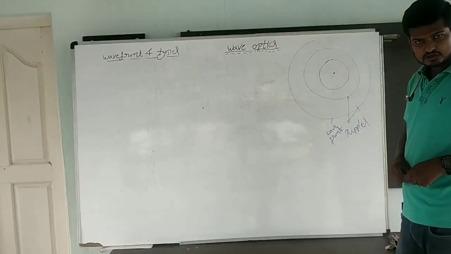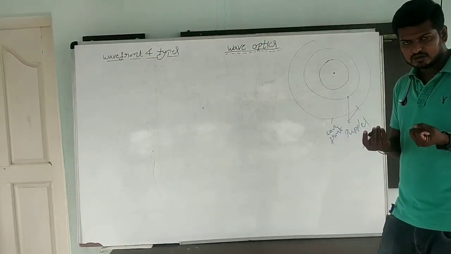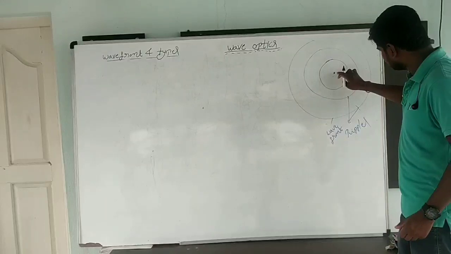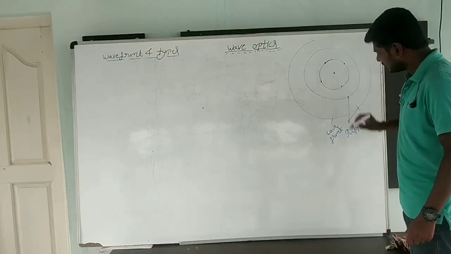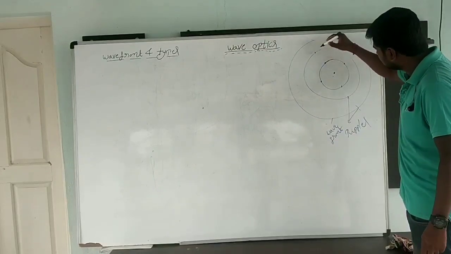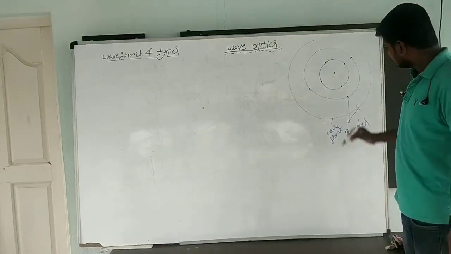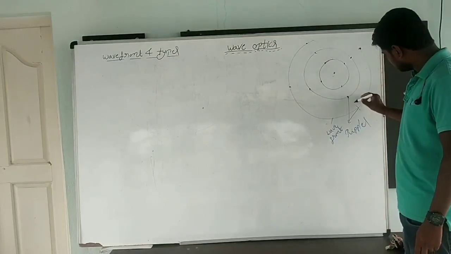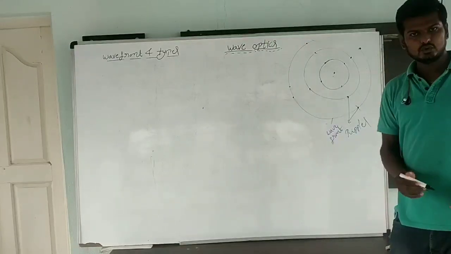When you drop a small stone, the water molecules present here are disturbed. The disturbance is transferred to the neighboring particles. For example, there is one particle here, one here, one here, one here. They are disturbed, and again each particle transfers the disturbance to its neighbor. This one transfers here, this one transfers here, and so on. This means the disturbance is transferred from one point to another point.